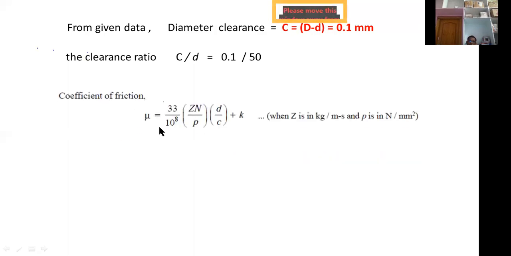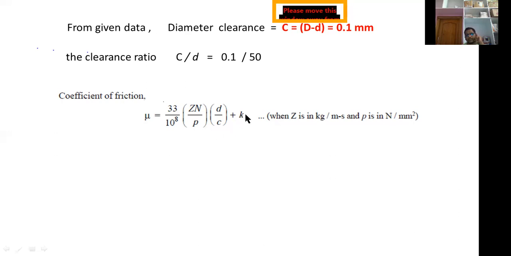And we know the expression for coefficient of friction. We know the formula for coefficient of friction. This formula is common for entire problems in journal bearings. So from this formula you have to find the value of mu. Mu equal to 33 by 10 power 8 into ZN by P into D by C plus K.